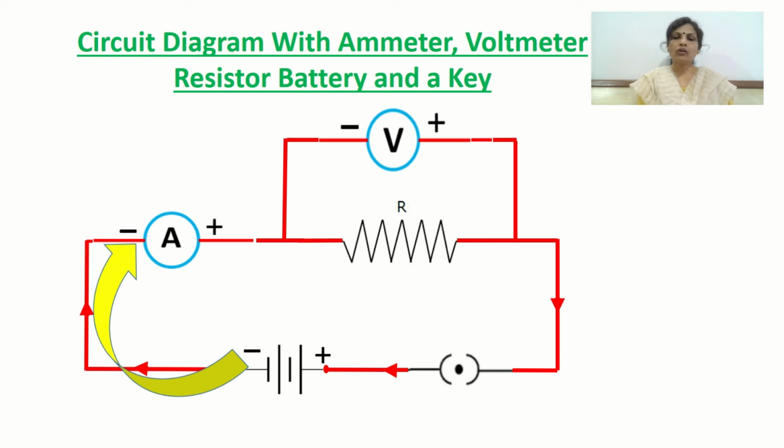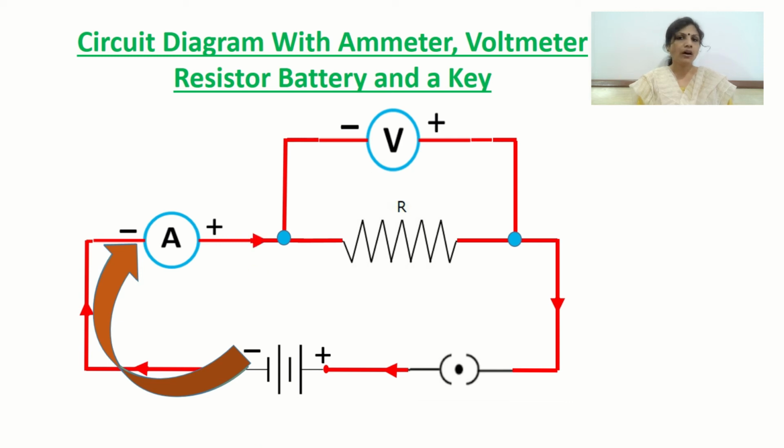Now here you can observe that the negative terminal of the battery is connected to the negative terminal of an ammeter because it is connected in series with the circuit. Then these 2 points are the 2 points across which we are measuring the potential difference.